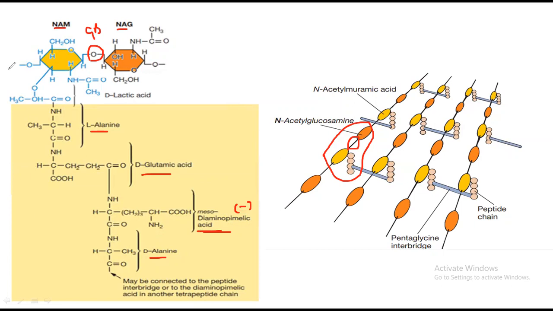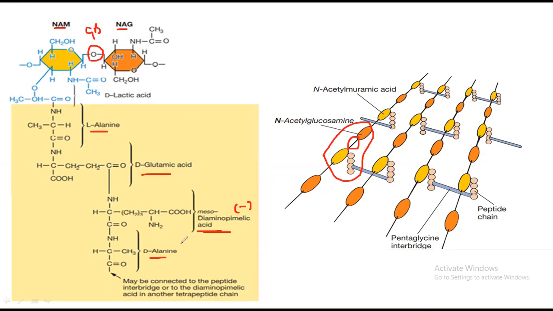Okay, so this is the molecular structure of a single unit of the peptidoglycan. In the next slide, I will discuss the peptide pentaglycine interbridge at the molecular level. Again, I am repeating, this is N-acetyl glucosamine. It is bonded to N-acetylmuramic acid by a glycosidic bond, and after that, 4 amino acids are bonded to each other. First, it is bonded to the N-acetylmuramic acid. After that, these are bound to each other: L-alanine, D-glutamic acid, diaminopimelic acid, and D-alanine.